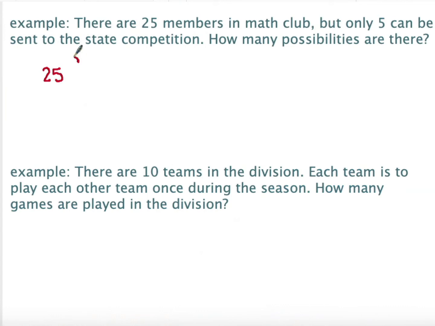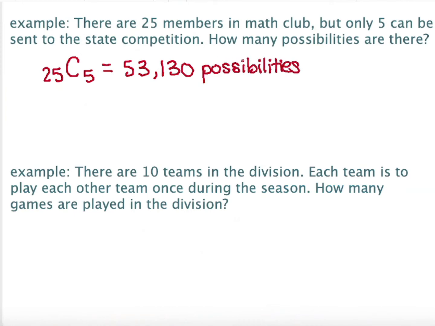I would be taking 25C5. How many combinations, how many groups of 5 could I choose out of 25 total? And that still leaves me with 53,130 possibilities. There are 10 teams in the division. Each team is to play each other team once during the season. How many games are played in the division?